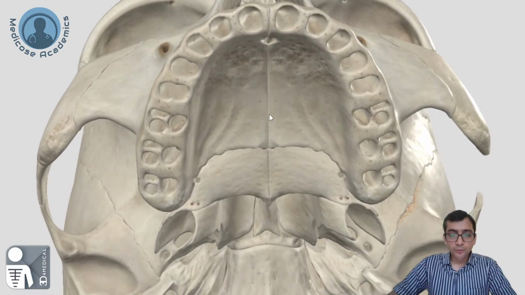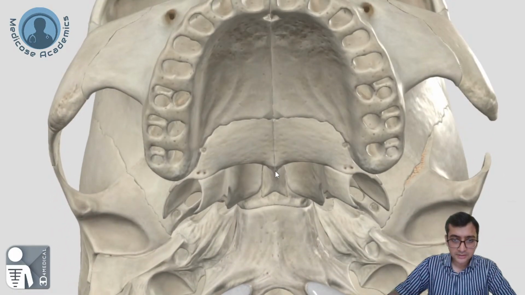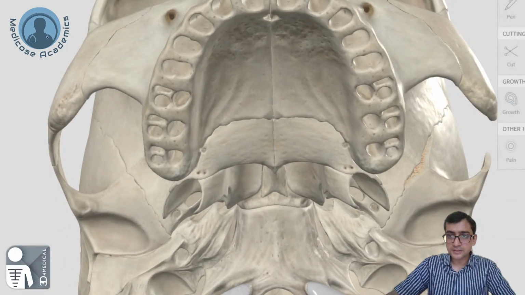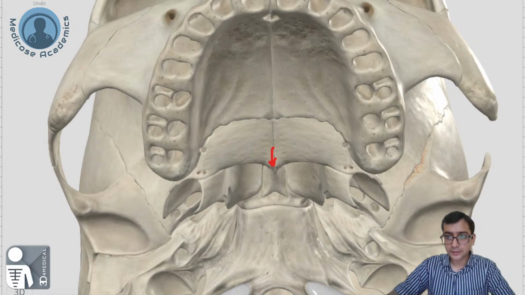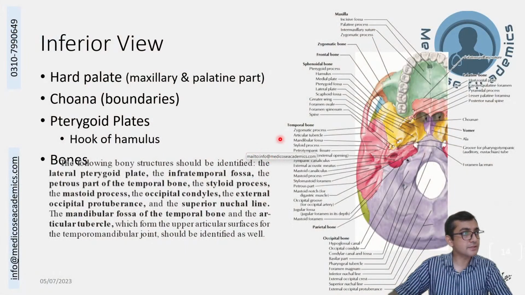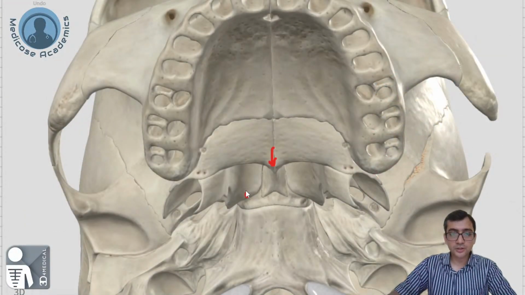Moving on, here you see this prominence right here. This is the posterior nasal spine. Let me show you here right now. That is called the posterior nasal spine. It is shown right here. Okay, so this is all about the palate.